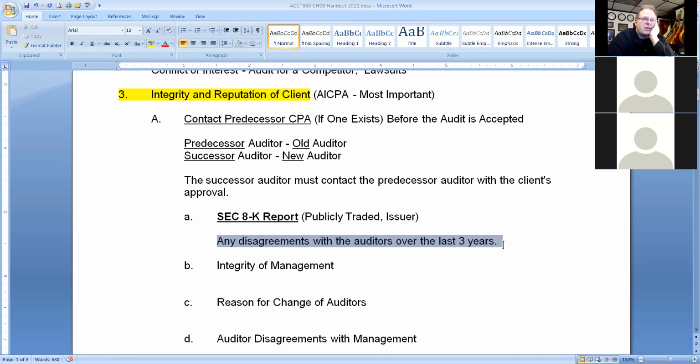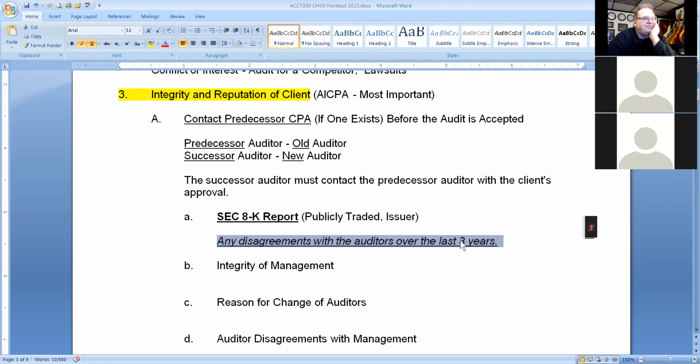And in there, they will have to disclose any disagreements with the auditors over the last 3 years. And by the way, the previous auditors will approve of whatever they put in the 8K. The 8K gets filed with the SEC. The SEC gives the 8K report to the auditors, and it's a yes or no. Did they tell everything that they had a disagreement with? Yes or no? If the auditors say no, they go back to the company and say, look, you've got to tell us more, because this is not all the disagreements you had over the last 3 years.